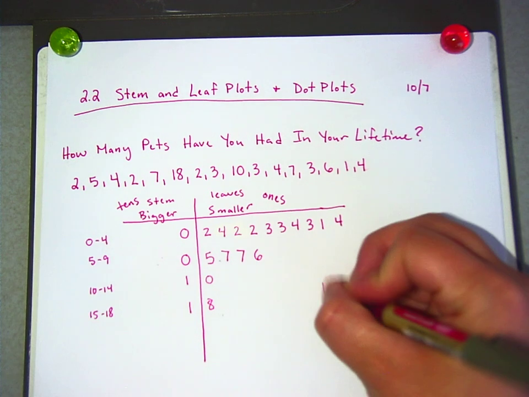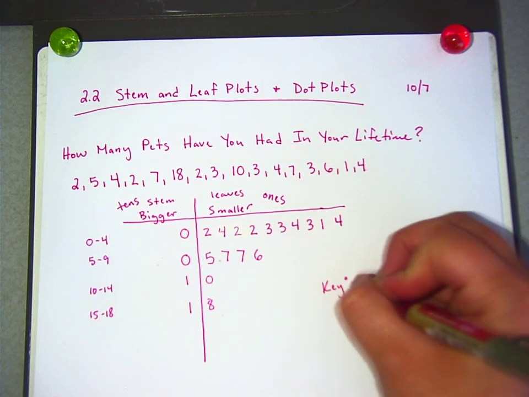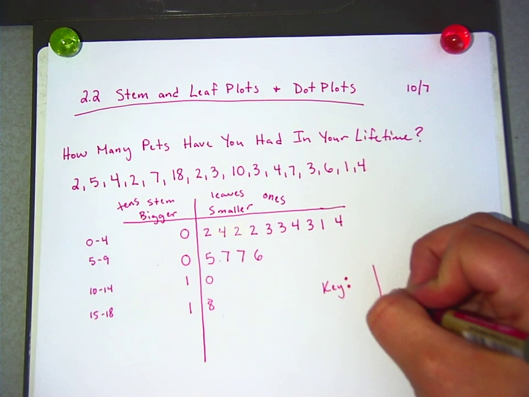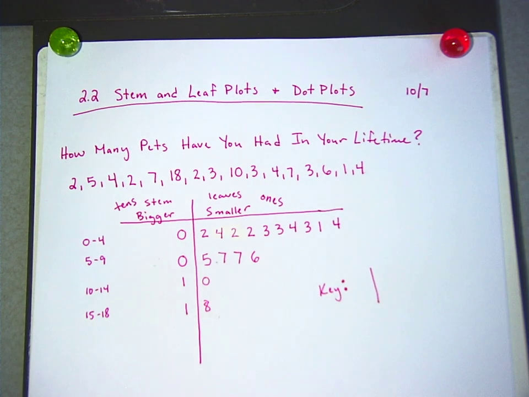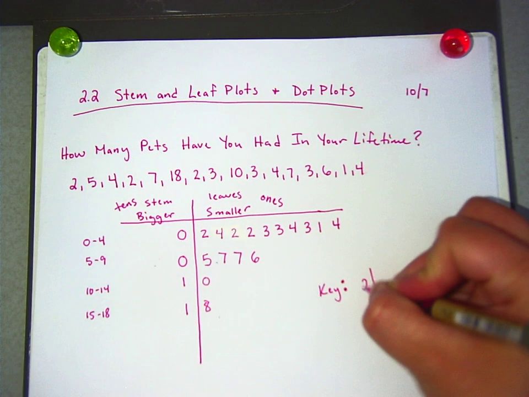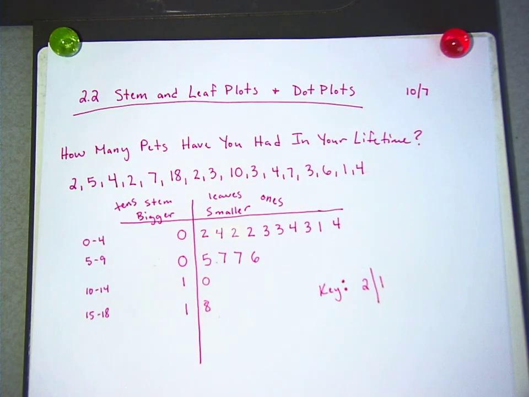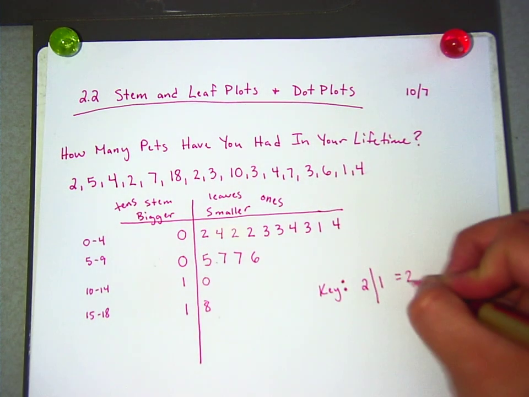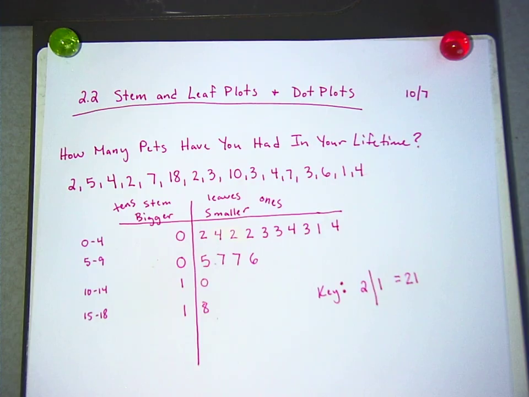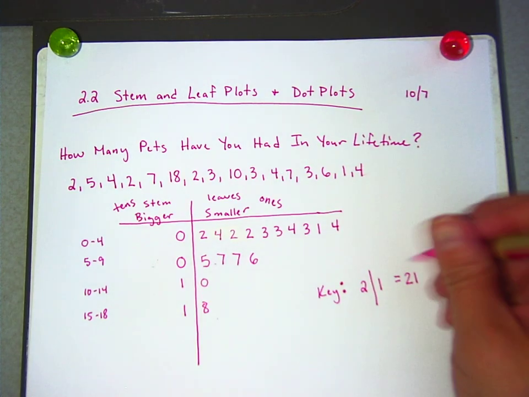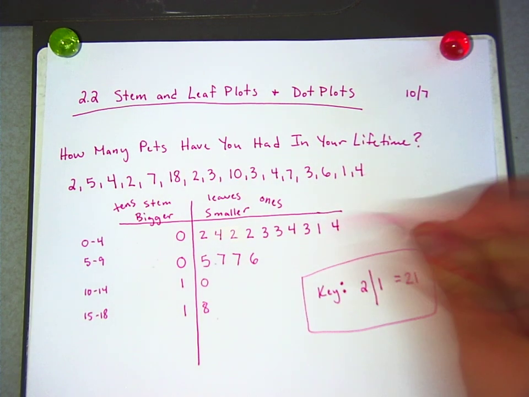Now, with a stem and leaf plot, you always make a key on the side. You can pick any 2 numbers you want. They don't have to be actually from here. So I could say, if it looked like this, a 2/1, that would mean 21. Could have picked 3 and 4. You could have picked 0 and 6, as long as you just have a little key on the side. It doesn't have to be a number that's in here.